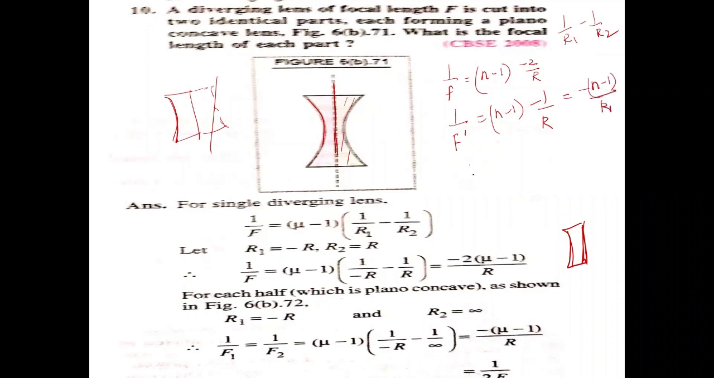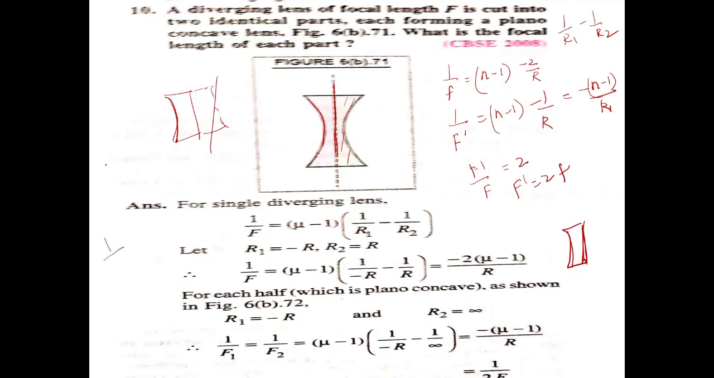So what is f dash by f? When I divide f dash by f, I get 2. So f dash will be 2f, twice. Now the focal length of each part is 2f. This holds good even for a convex lens. If the lens is cut like this, the focal length of each part will be 2f. You can even prove it by combination.